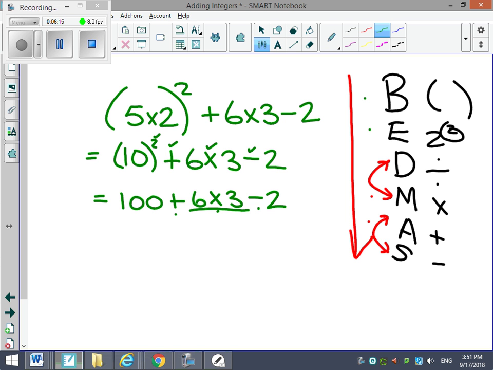But remember, do not change the order. Write this 100 just where it is. It hasn't gone anywhere. We haven't done anything with it. Leave it. And now we're going to do 6 times 3. 6 times 3 is 18, and we're going to subtract 2. Because we didn't use that either, we're going to keep writing down all the steps we haven't done. 100 plus 18 is 118, minus 2. And lastly, 118 minus 2 is 116.